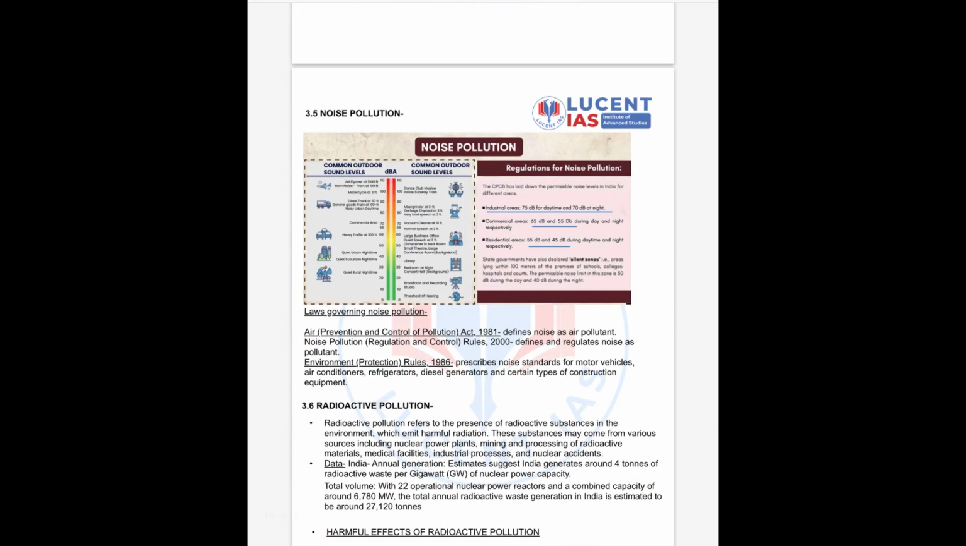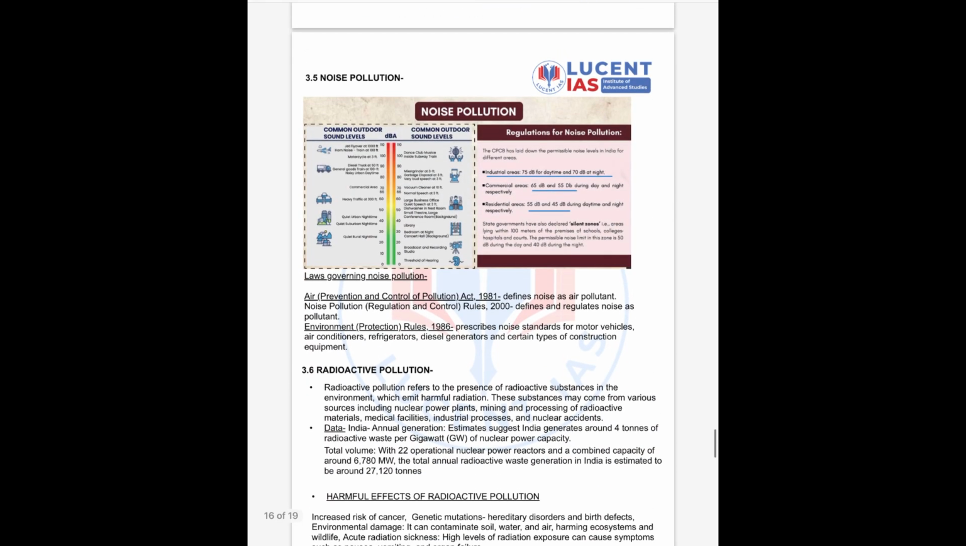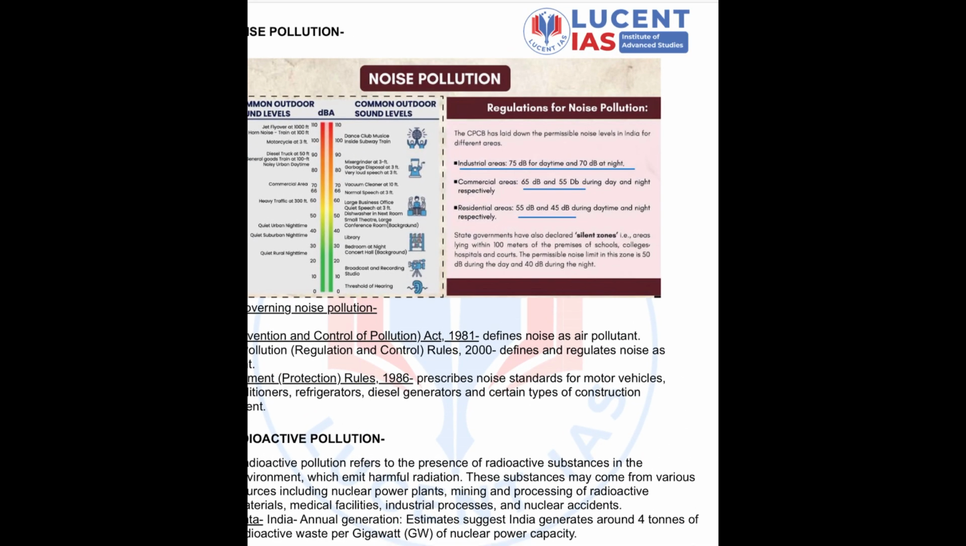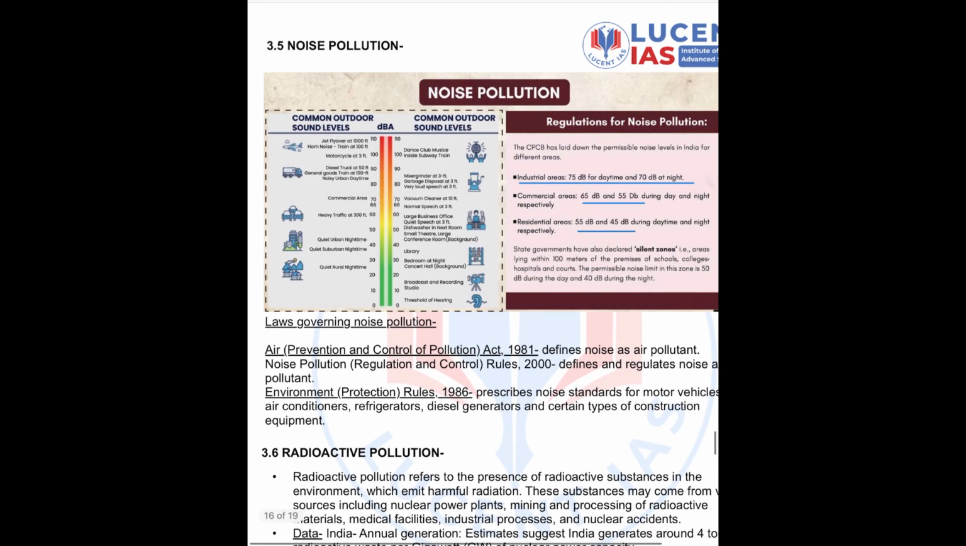And noise pollution. What should we remember for noise pollution? For industrial areas, how many decibels are allowed? It is 75 decibel for daytime and 70 decibel at night. For commercial areas, 65 decibel and 55 decibel during day and night respectively. Residential areas 55 and 45 decibel day and night respectively.